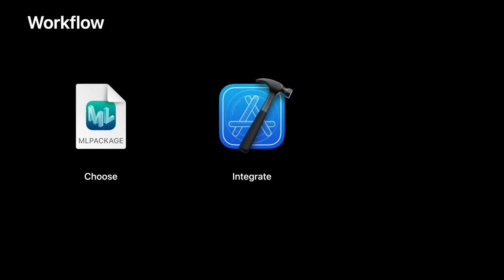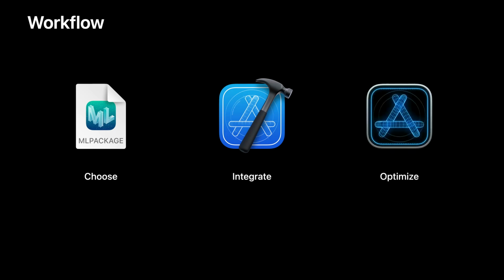The next step is to integrate that model into your app. This involves bundling the model with your application and using the CoreML APIs to load and run inference on that model during your app's execution. The last step is to optimize the way you use CoreML. First, I'll go over choosing a model.